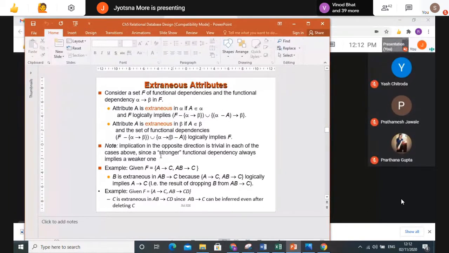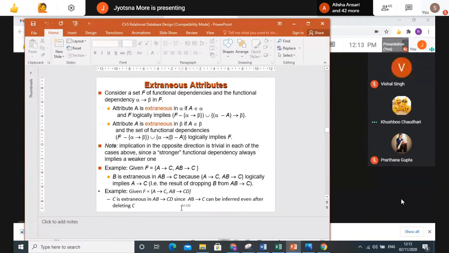For example, we have seen in this example A determines C and AB determines C, where I told you B is an extraneous attribute. Why? Because if I remove the B, I get A determines C, which is already present over there. C is determined by A also, which is already there. So there is no need to have B present over here. If I remove the B, A determines C is already there. So B is extraneous in this case.